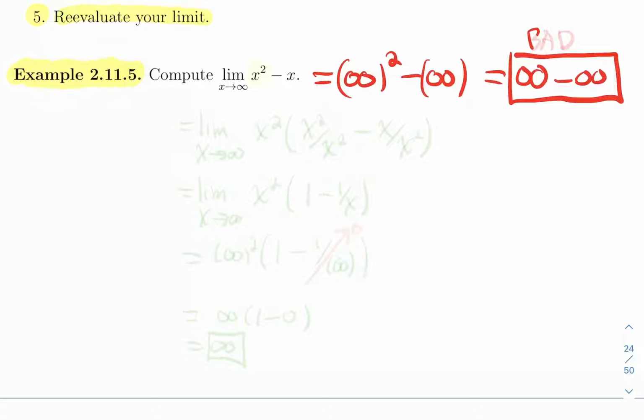Anyways, so that's bad. But you don't need to do that. So here, limit of a polynomial, the highest power is x squared. So right away, this is what I strongly suggest: you just start the operation. So you factor by x squared.